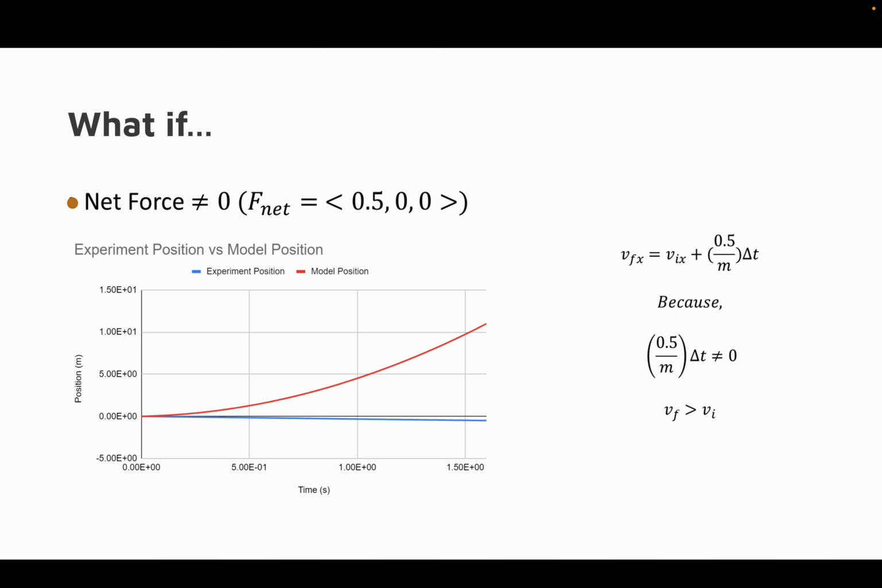And then if we find a scenario where F net isn't 0 in the horizontal, if a constant force were applied, the horizontal velocity would continue to increase since the acceleration is non-zero. So the final velocity would be greater than the initial velocity.